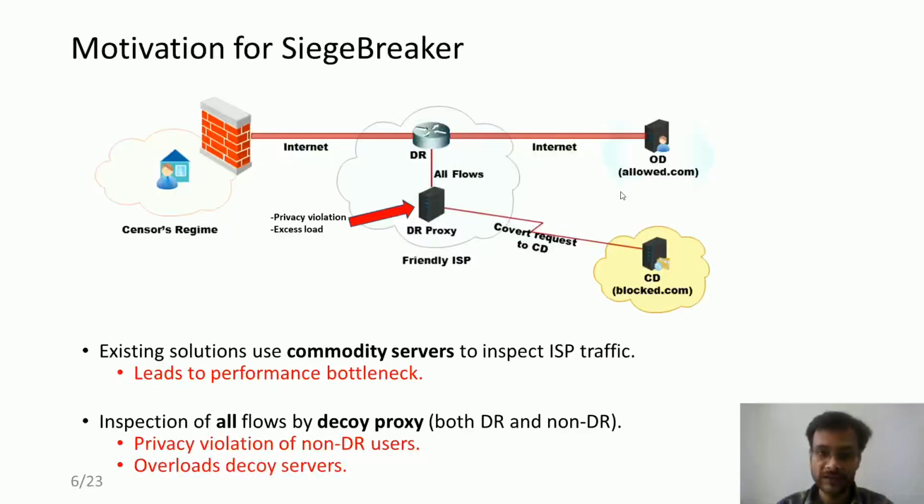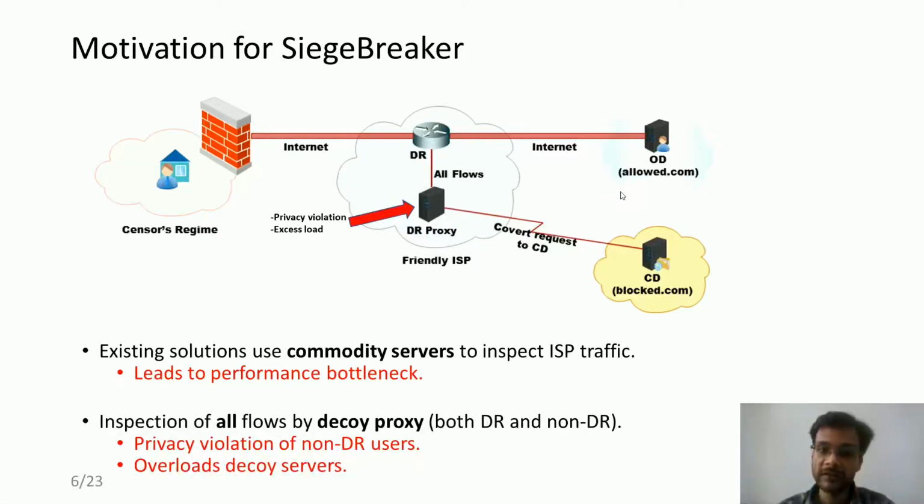So a word of motivation for SiegeBreaker: as you can see from the diagram and from the description of decoy routing, there is a smart router which should ideally be able to do all such operations. However, the routers which we have currently are not capable of performing such operations, and due to that they offload this functionality to a commodity server. This commodity server now, which in the diagram is marked as DR proxy, analyzes all the traffic that is traversing through an ISP, and this leads to a performance bottleneck.